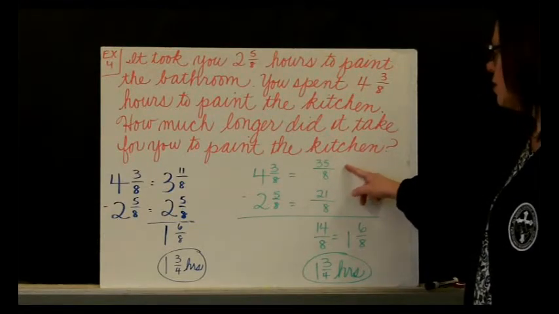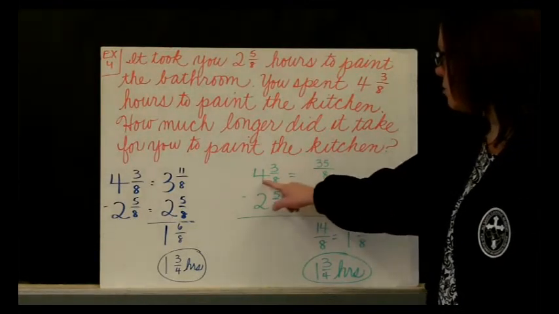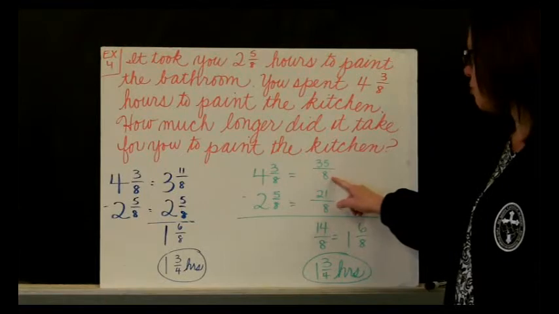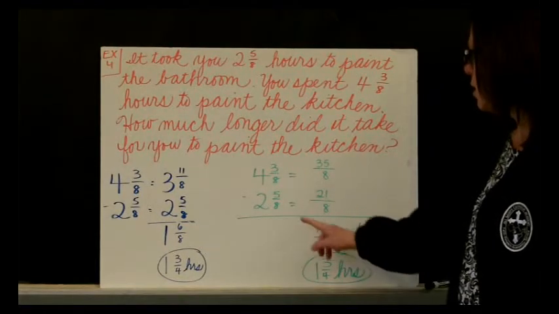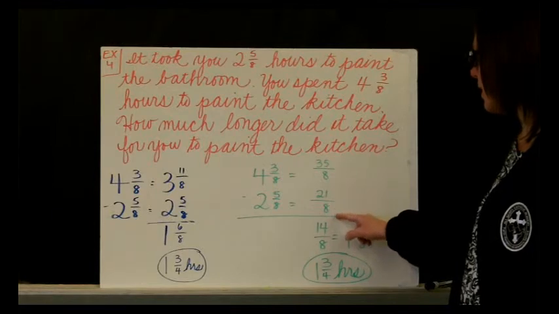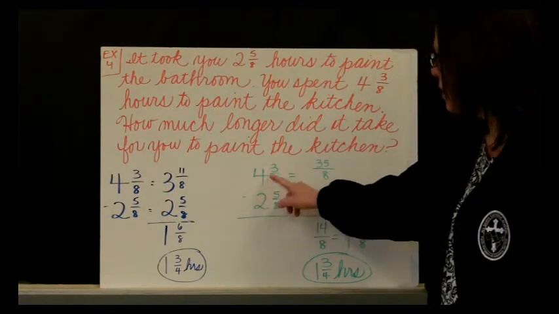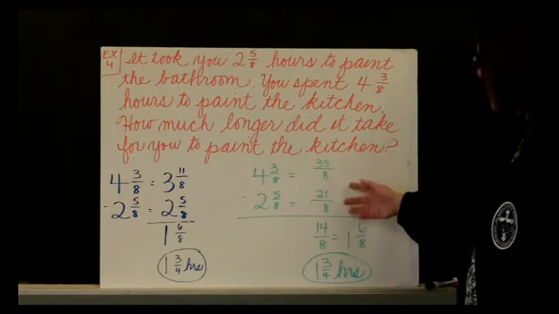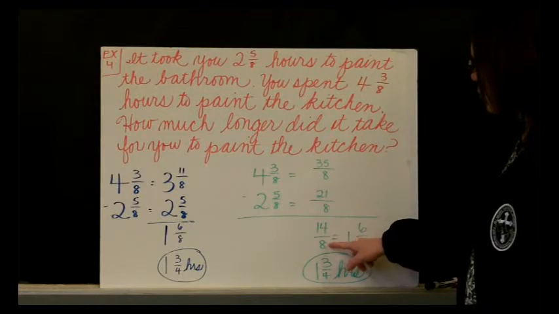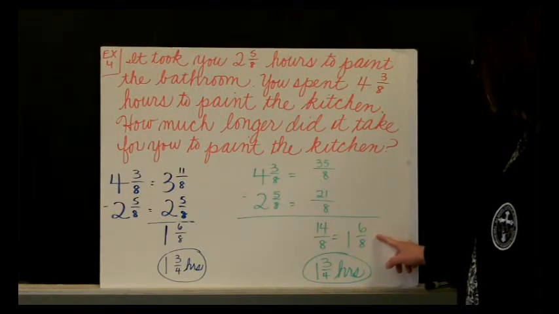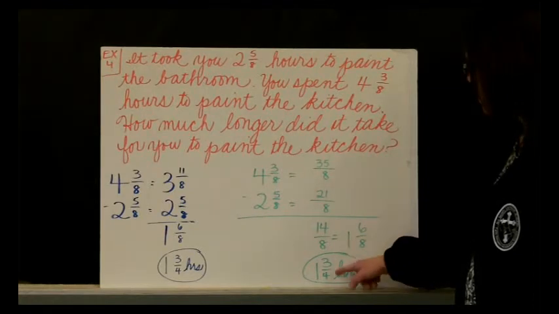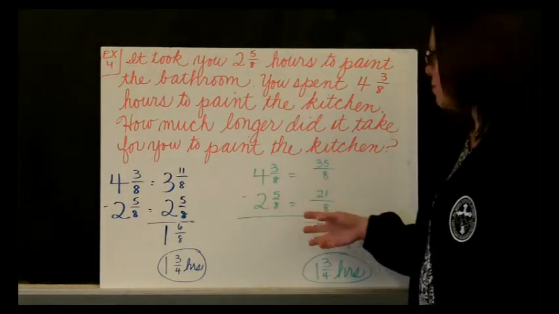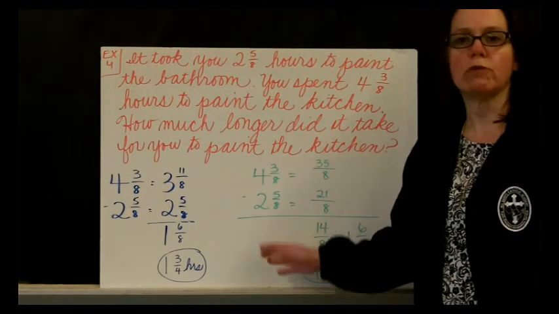And then I also solved this by converting the mixed numbers to improper fractions. So 4 3/8 becomes 35/8 because 8 times 4 is 32, and then 32 plus 3 is 35. Remember, the denominator stays the same. And then the 2 5/8 becomes 21/8 because 8 times 2 is 16, and 16 plus 5 is 21. And once again, when you do your subtraction, you end up with 14 over 8, which simplified became 1 6/8, simplified to the end, 1 3/4 hours. So as you can see, both methods do get you to the same answer. You should use whichever one resonates best with you.